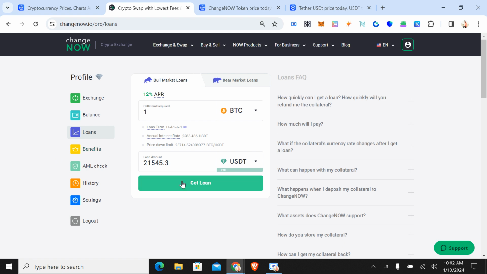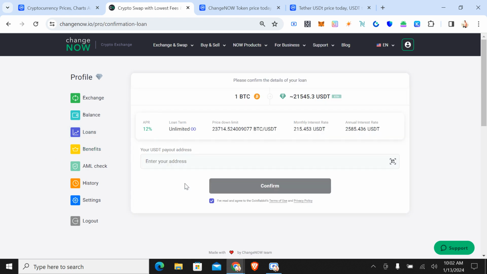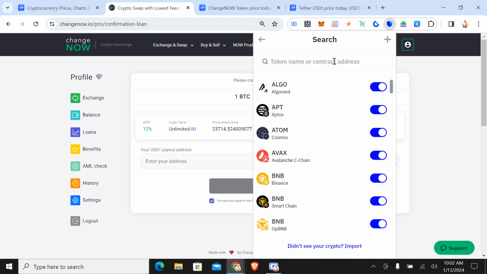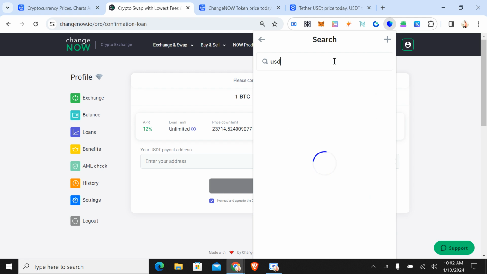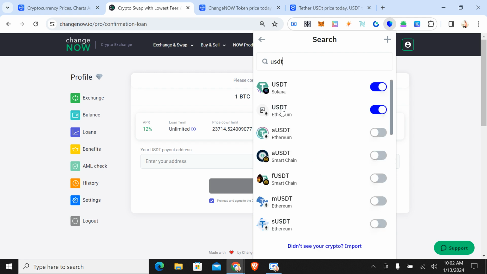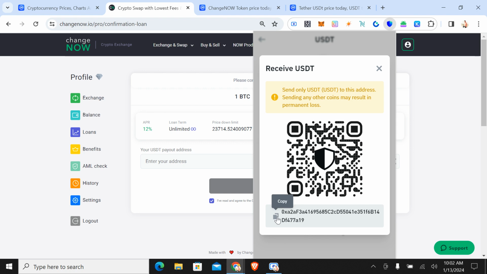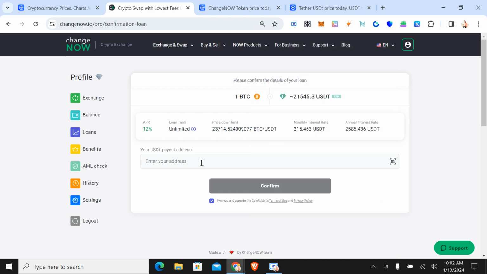Now what you have to do is click on Get Loan over here. Now you will need to put in your USDT payout address. Let's take an example: if you are using Trust Wallet or some other wallet, simply go to Trust Wallet and search for USDT. This is the one on the Ethereum network. So I will click on it, click on receive, copy this address and paste it over here.